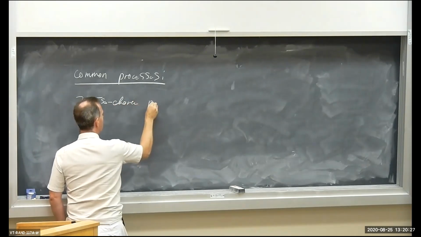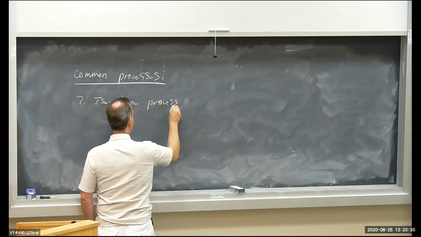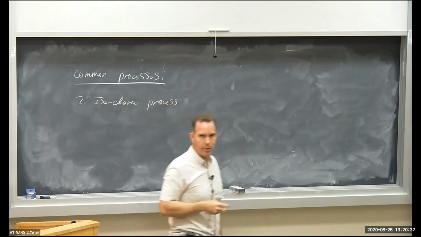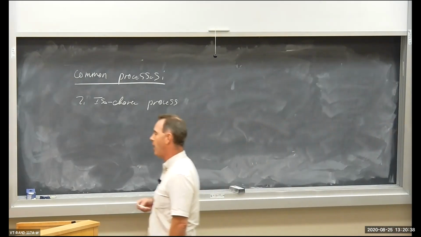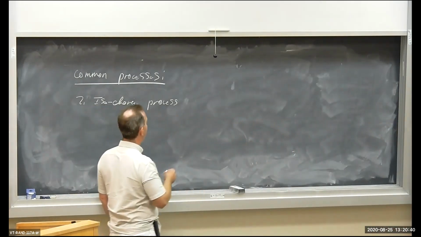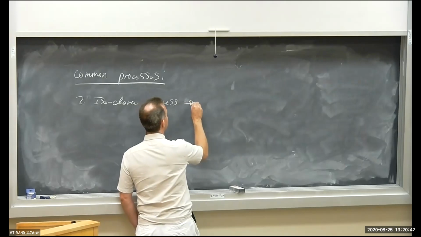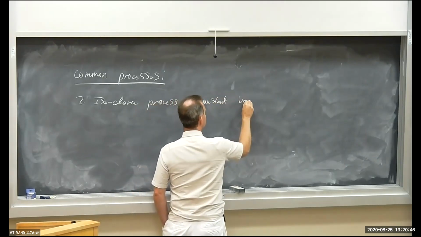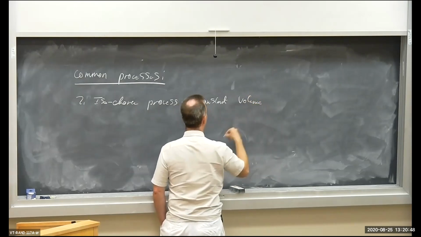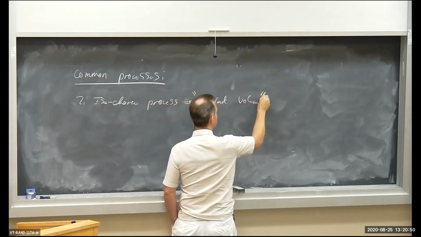So number 2, isochoric process. Again, iso means constant or the same. Choric is actually a strange way to describe, or word to describe, volume. So isochoric process means constant volume. Constant volume, okay? Constant volume process.